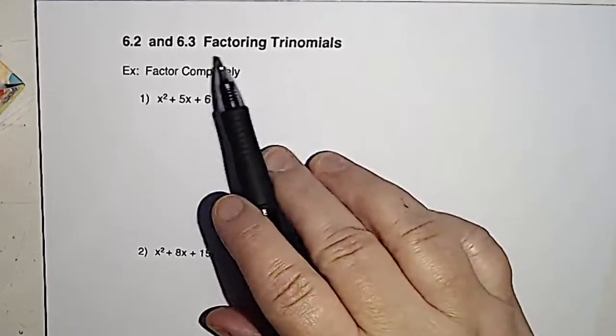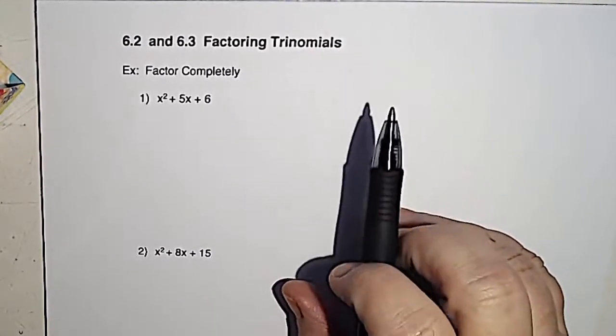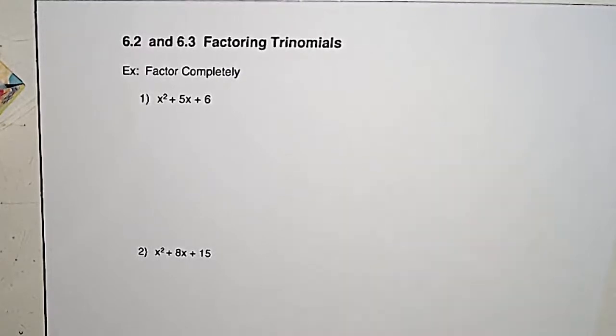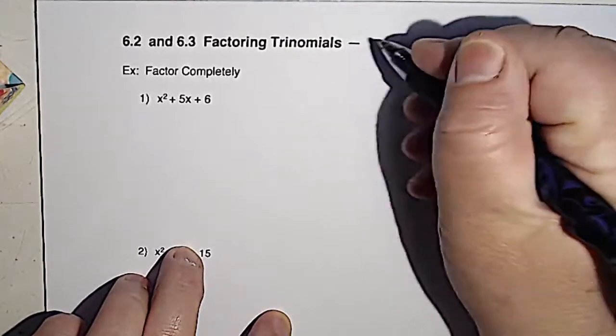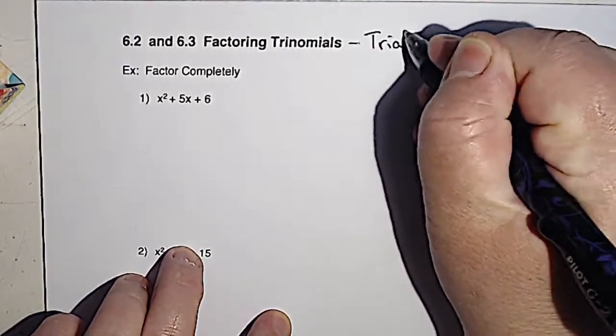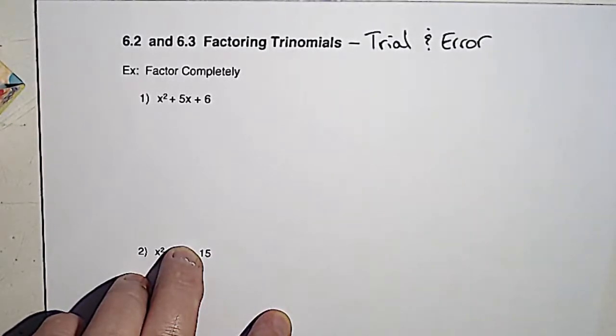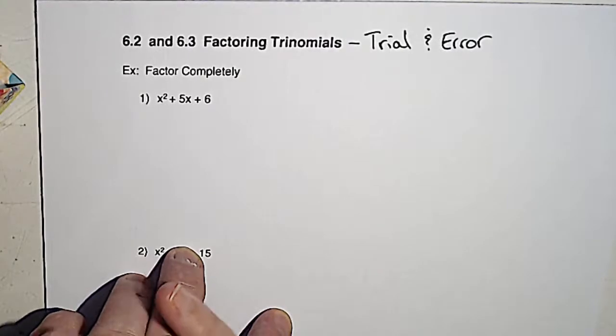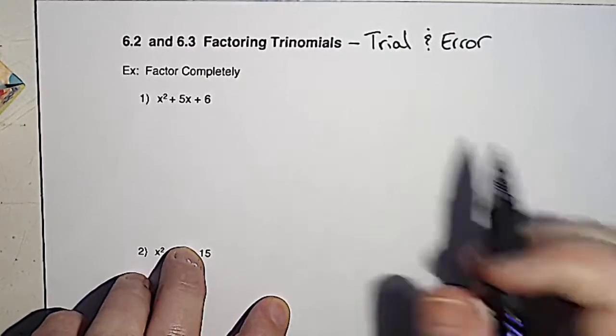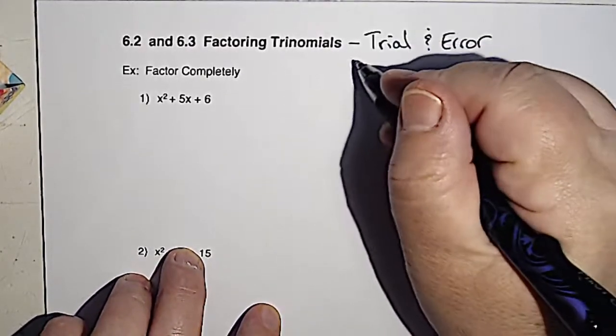Factoring trinomials is the bane of the existence of many math students, so there are a lot of different methods. I'm going to teach you two different methods. The first method is called trial and error. This is the one I learned. This is the standard from back before we had fancy ways of doing anything. I learned this back in the 1700s.